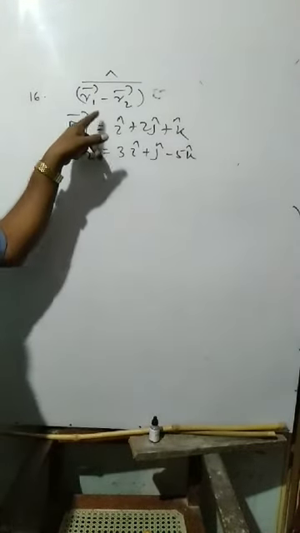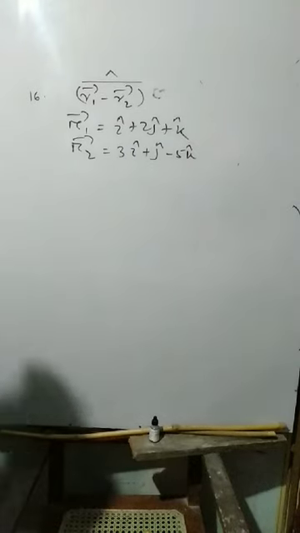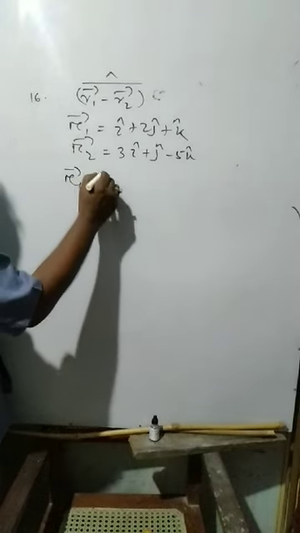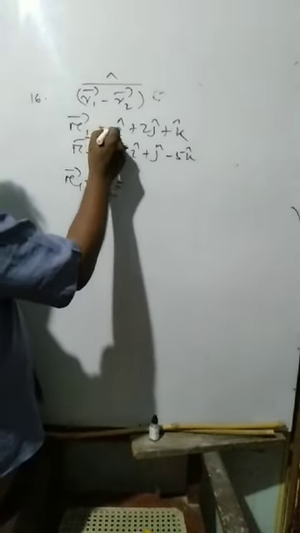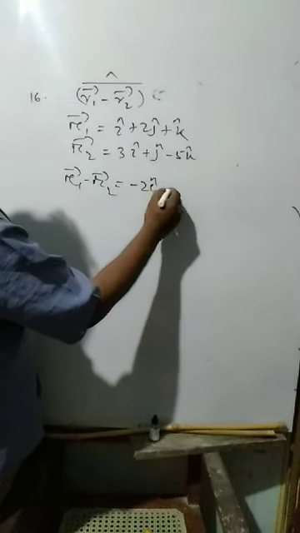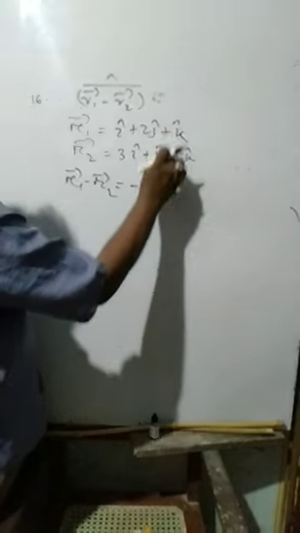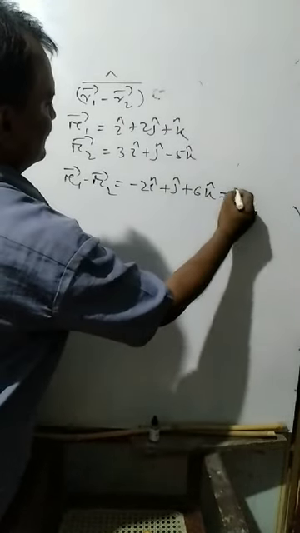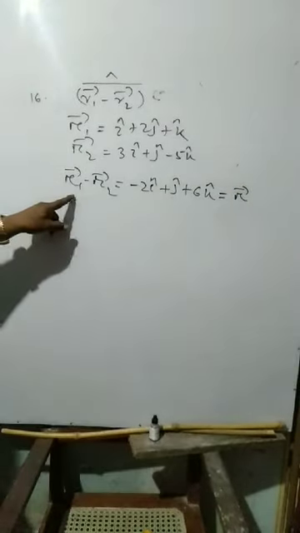Find the unit vector along r1 minus r2, where r1 and r2 are given. First of all, find r1 minus r2. Simply subtract: 1 minus 3 equals minus 2 i cap, 2 minus 1 equals plus 1 j cap, and 1 minus minus 5 equals 6 k cap. So this is r1 minus r2. Let's say it equals r vector, so instead of r1 minus r2 you put r vector.